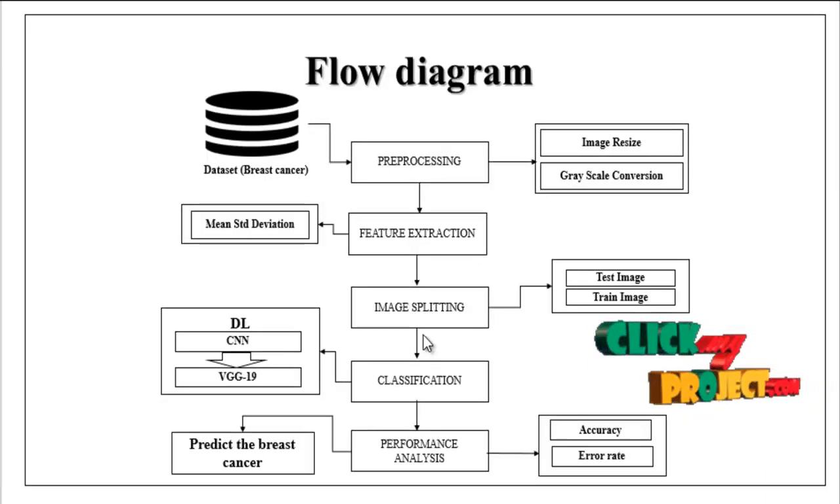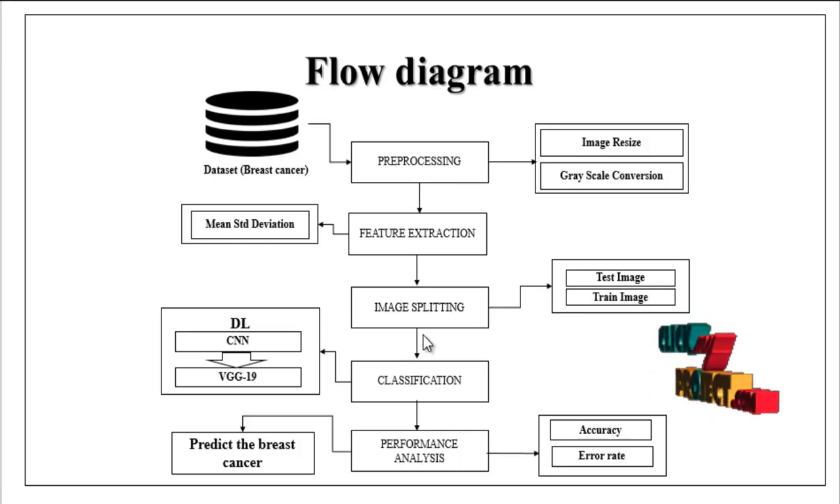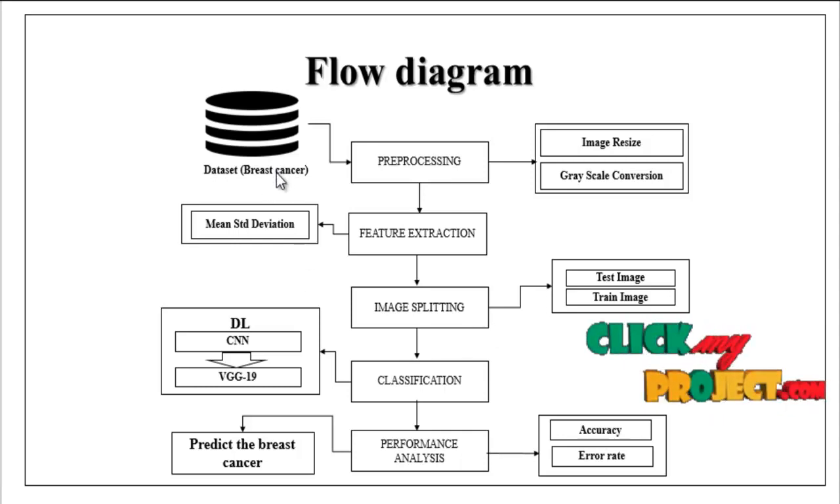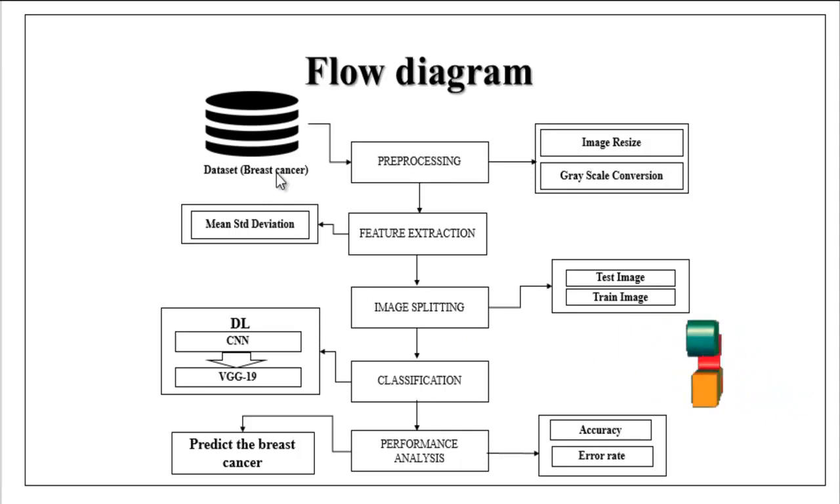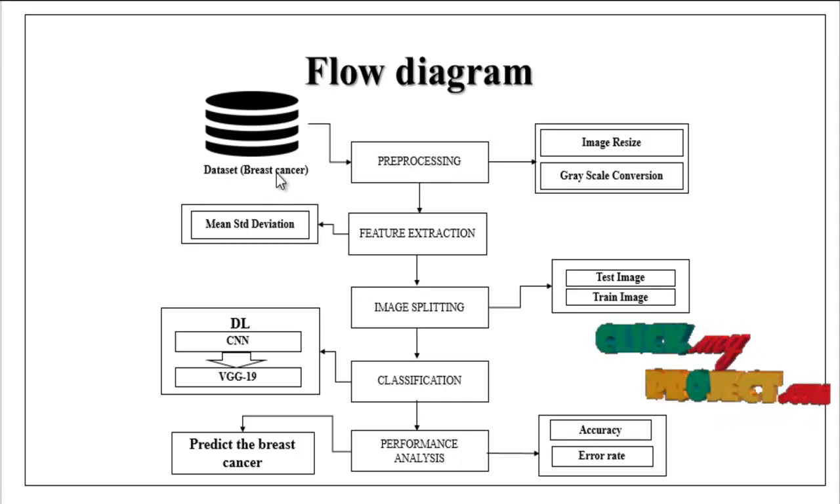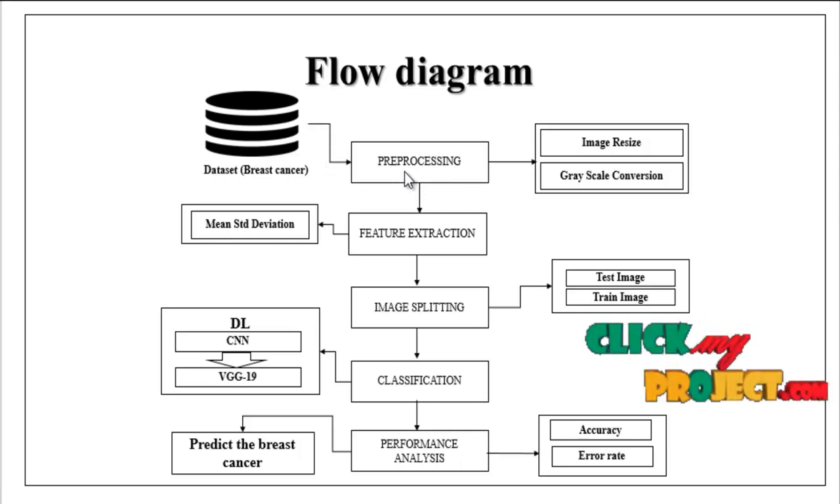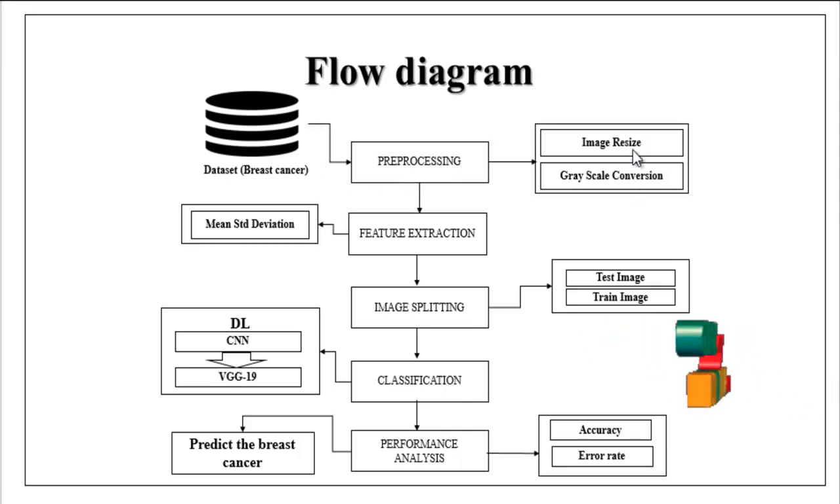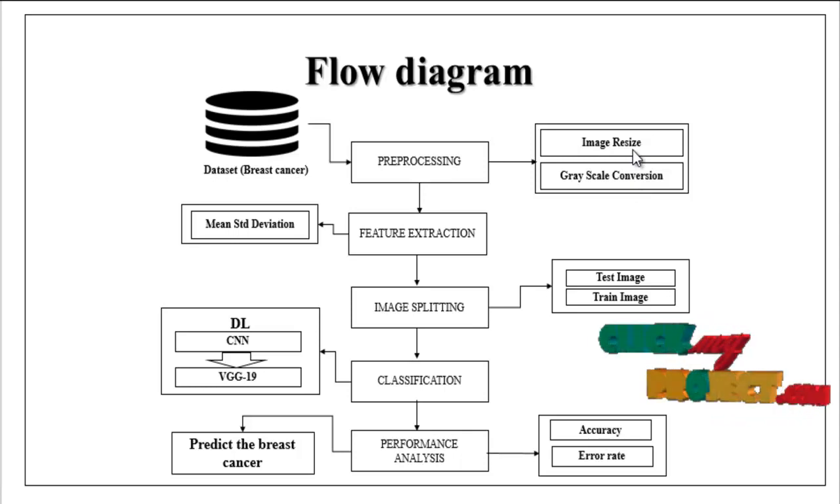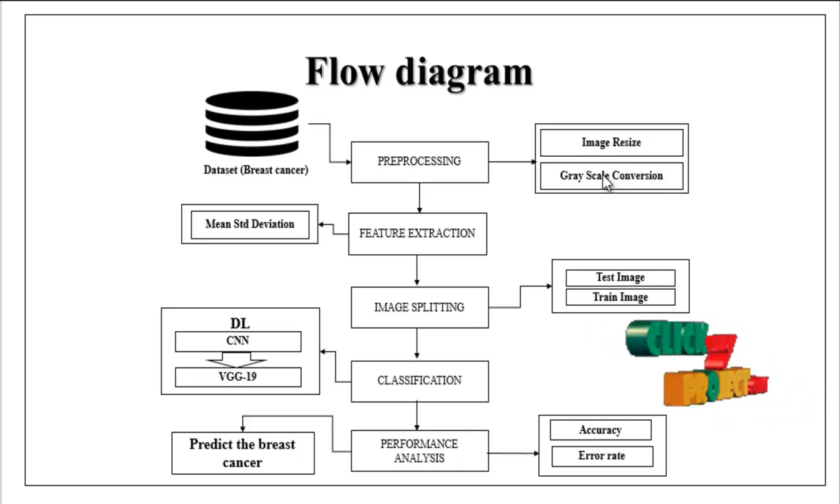Then we are going to discuss the flow of our project. First, we need to take an input image dataset such as a breast cancer dataset. The dataset is histopathological images, which we collected from websites like GitHub, Kaggle, and UCI machine learning repositories. The collected input dataset is carried to the pre-processing step. Here we resize the original image and do grayscale conversion, for converting your RGB into grayscale format.